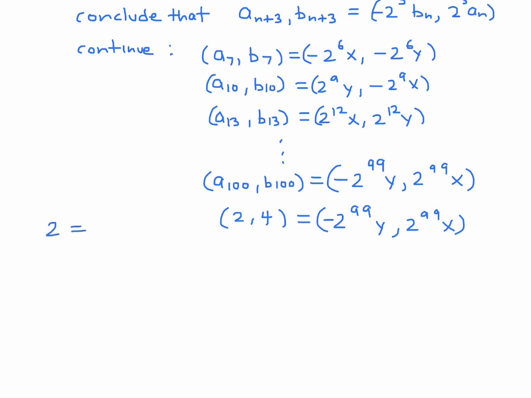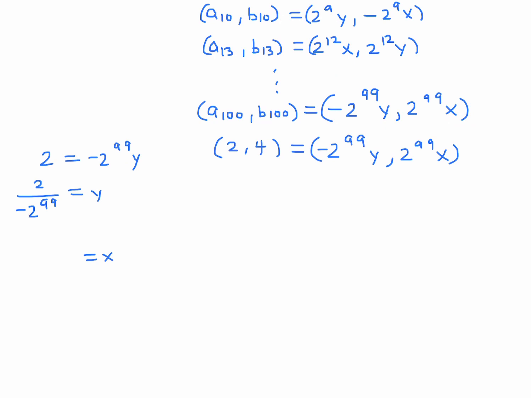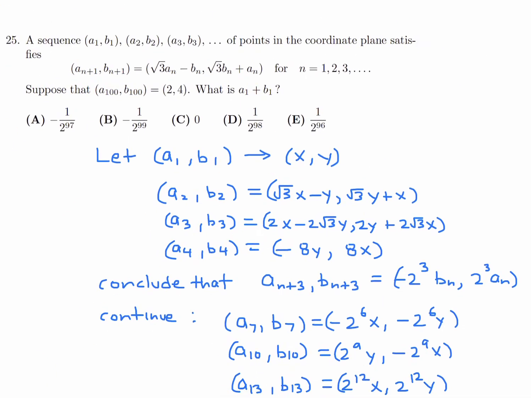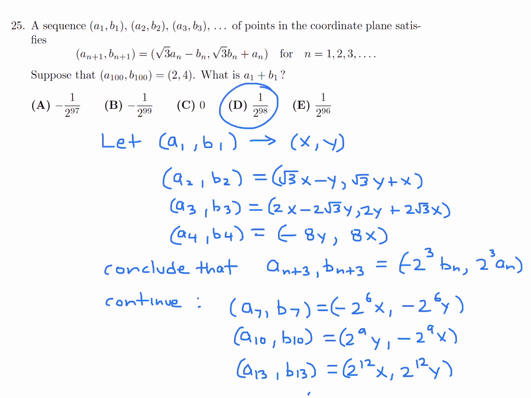Solving for y, we get that 2 is equal to minus 2 to the power of 99 times y, and therefore y is equal to 2 over minus 2 to the power of 99. Solving for x, you get x is equal to 4 over 2 to the power of 99. Recall our x and y were representing a1 and b1. So if we want to figure out a1 plus b1, then that is just going to be x plus y. x is 4 over 2 to the power of 99, and then we are adding negative 2 over 2 to the power of 99. So that becomes 2 over 2 to the power of 99, and simplifying, it's 1 over 2 to the power of 98. 1 over 2 to the power of 98 is answer choice D for number 25.